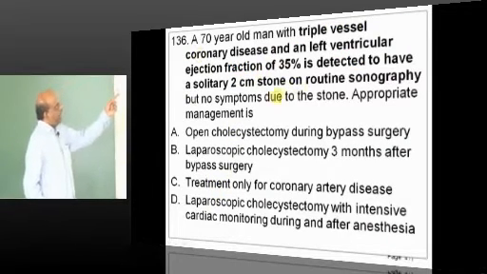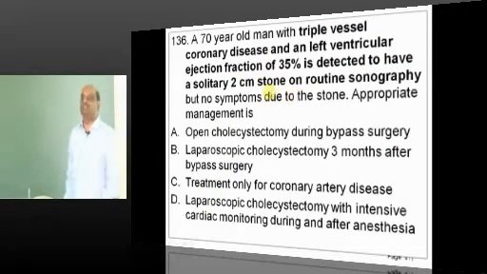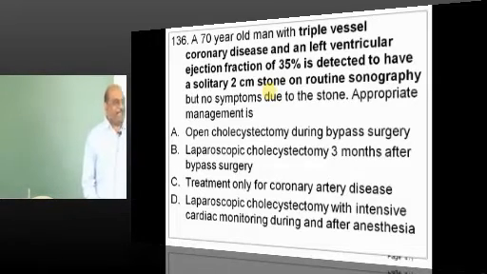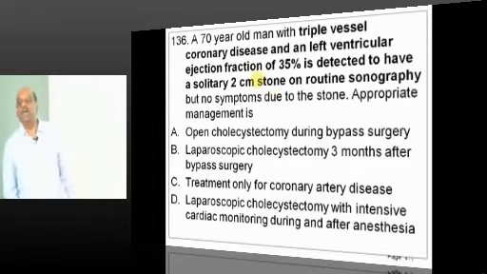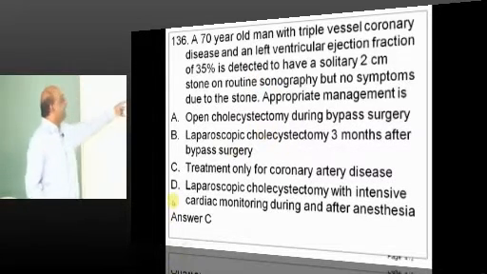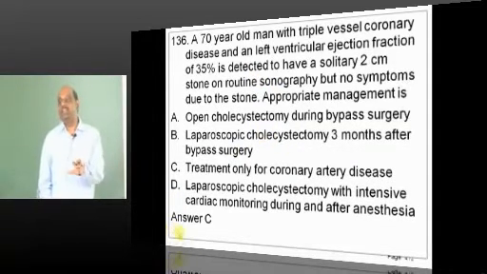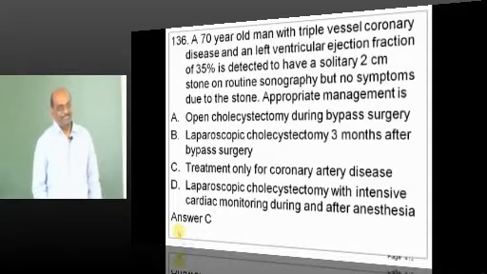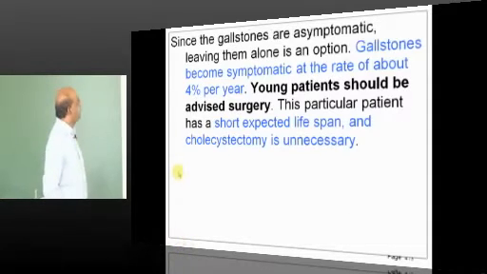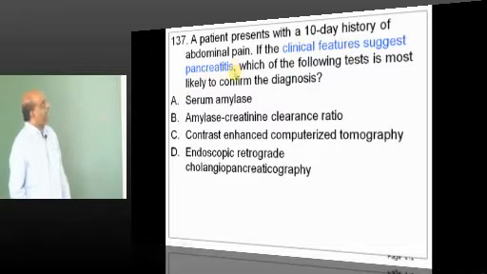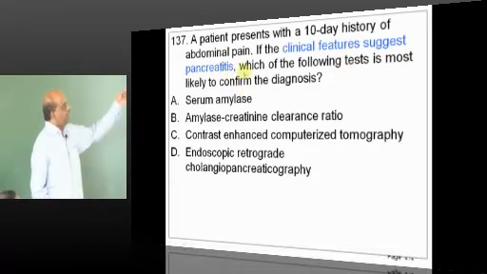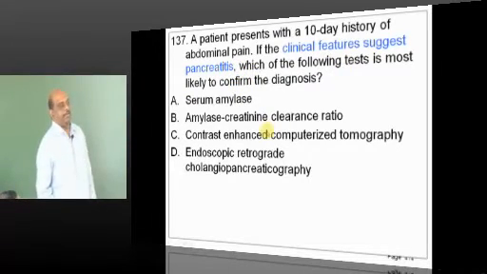Triple vessel coronary disease is there along with one gallstone. Do you want to give an offer? Do the coronary bypass and we will make you gallstone free? So what is your option? Treatment only for coronary artery disease, don't do anything for the gallstone. Asymptomatic, what is the need? A 10-day history of abdominal pain suggests pancreatitis. How do you like to confirm?